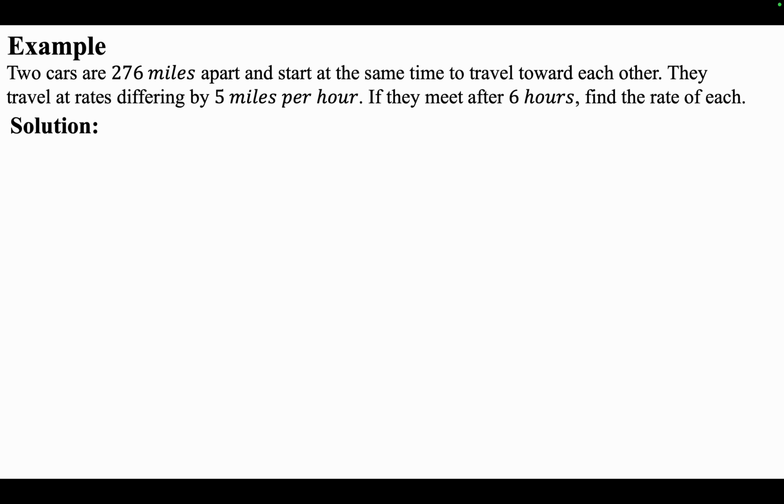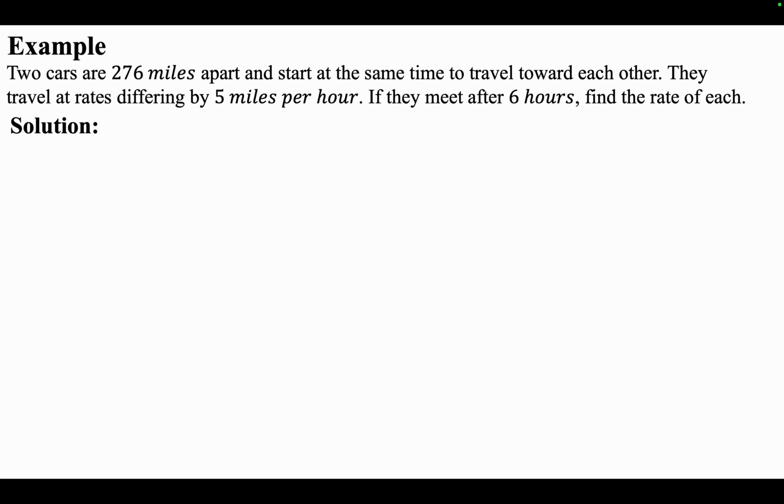Let's look at this example. Two cars are 276 miles apart and start at the same time to travel toward each other. They travel at rates differing by 5 miles per hour. If they meet after 6 hours, find the rate of each.